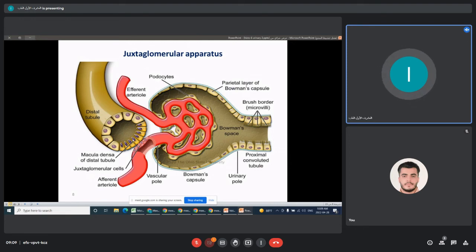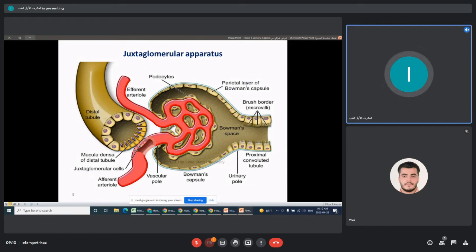These substances released from the macula densa will trigger contraction in the afferent arteriole. This contraction will lower the glomerular pressure here and decrease the glomerular filtration rate. The opposite happens when there is a drop in blood pressure. The juxtaglomerular cells here will also sense changes in the blood vessel in a similar way, and in response, the juxtaglomerular cells will release renin.